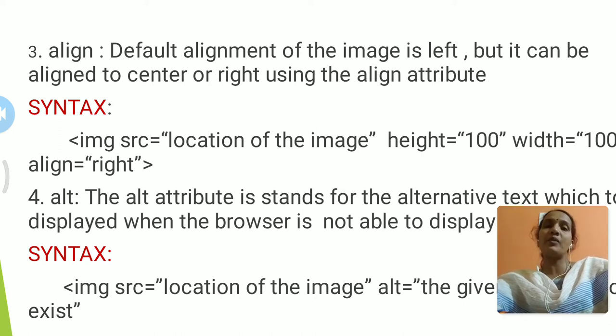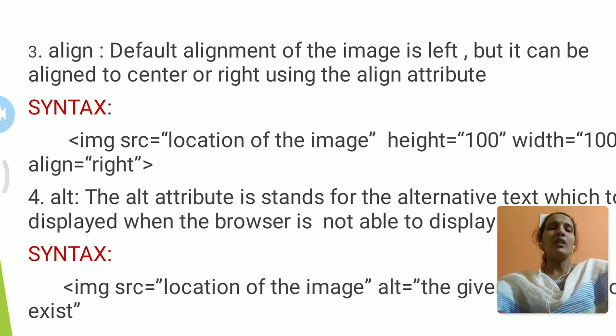And what are the possible values? As I said, an attribute should receive a value. For alignment, you can give left, right, or center as the value. Here I have given right. If you want, you can give left or center. Left is the default alignment, so there is no need to give it. By default, your image will be displayed at the left of your web page.